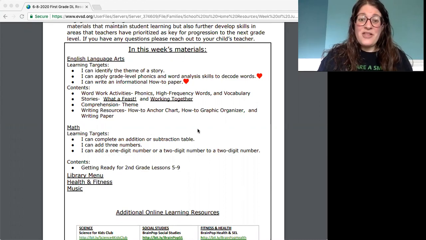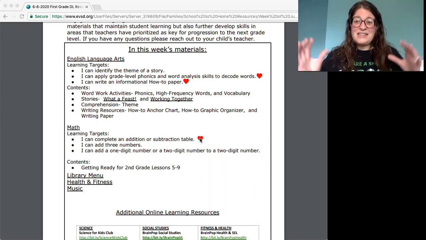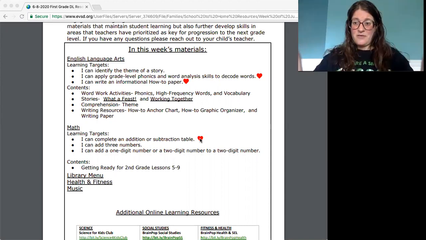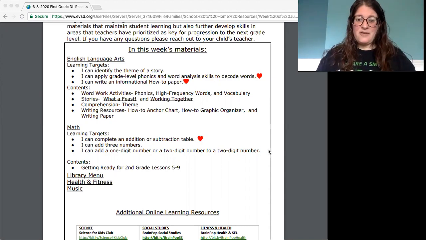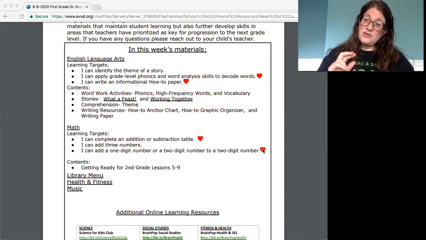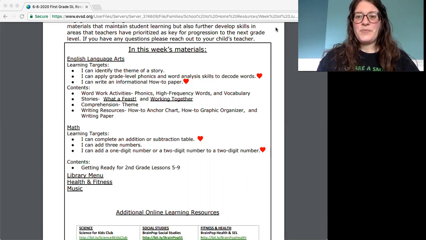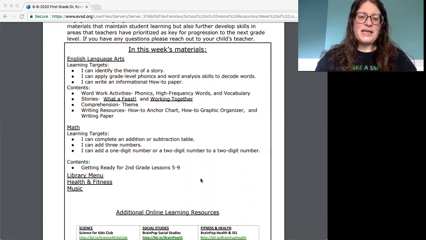And for math, we have a lot going on. We've got something called a function table. It's like a robot. We're going to calculate the information and find out what the number is. And we're going to do some adding of 2-digit and some three numbers together. So let's get right into it.